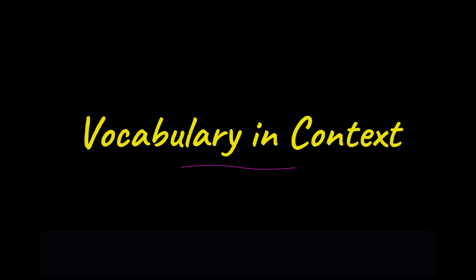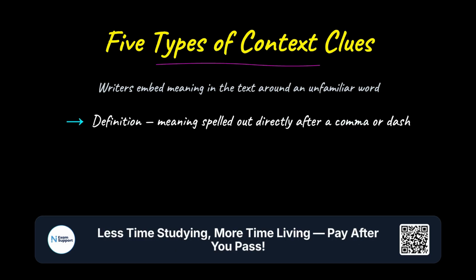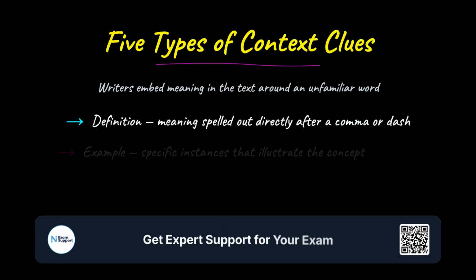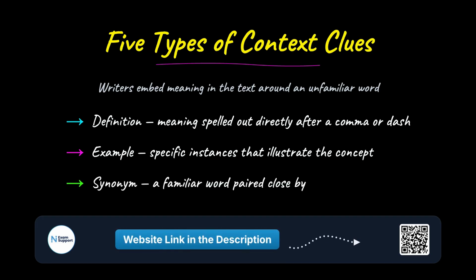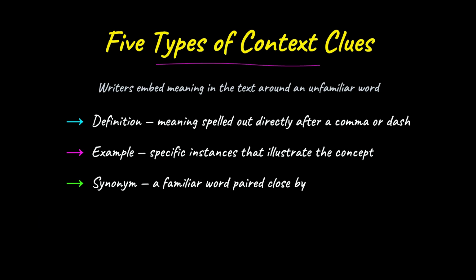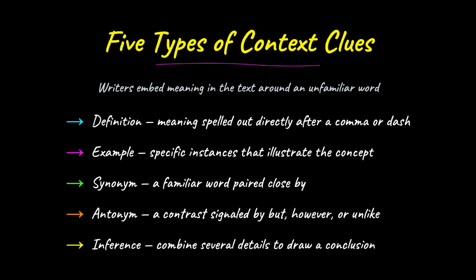Vocabulary and context questions don't test whether you've memorized a word. They test whether you can read the surrounding passage carefully enough to assemble the meaning from the clues the writer left behind. 5 context clue types appear repeatedly on entrance exams: definition clues, example clues, synonym clues, antonym clues, and inference clues.